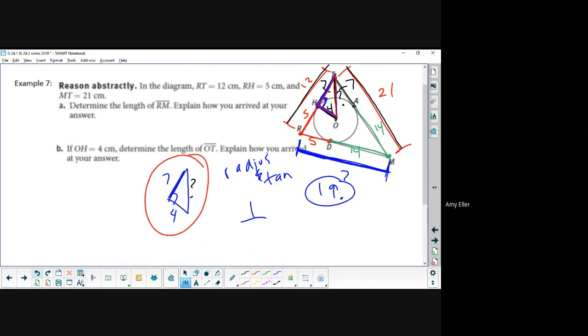Because they're perpendicular, we can go ahead and do the Pythagorean theorem. Go ahead and do that on your own. I'm going to call this question mark because it's here to here, OT. I'm going to call it OT.